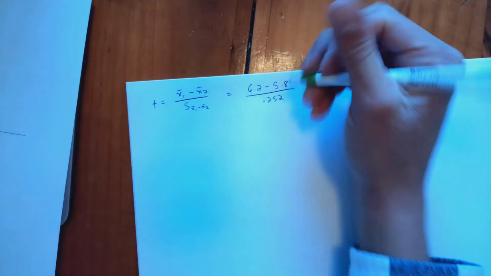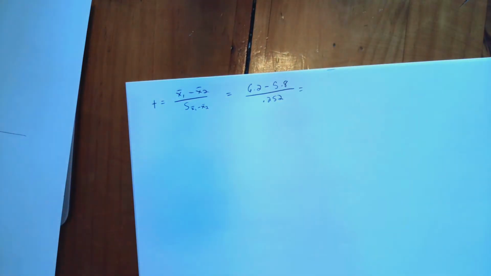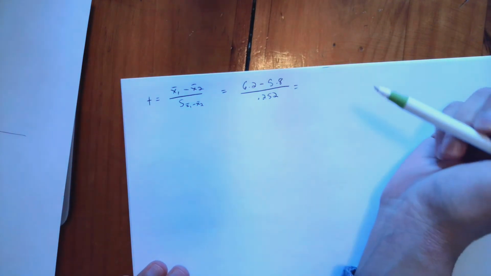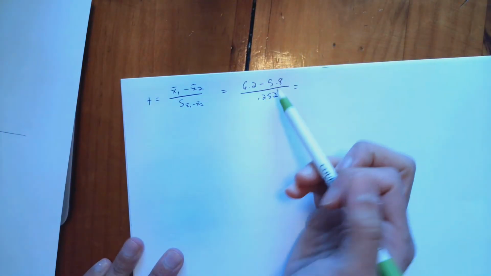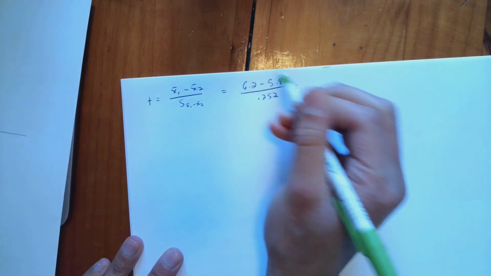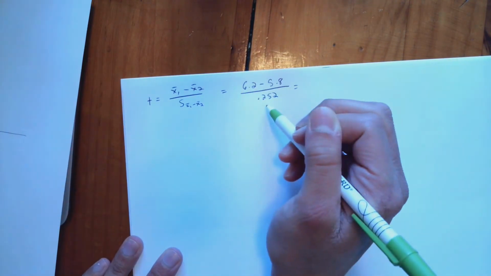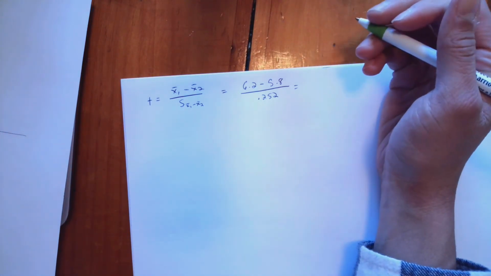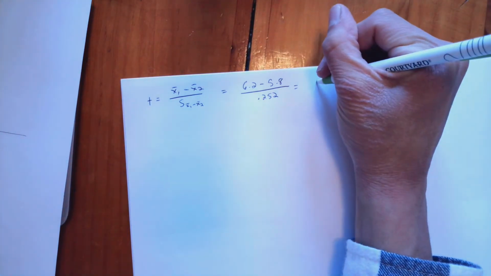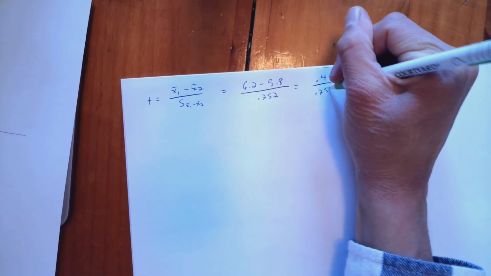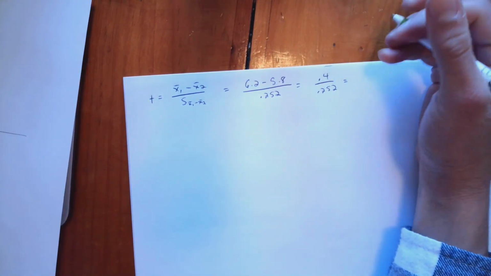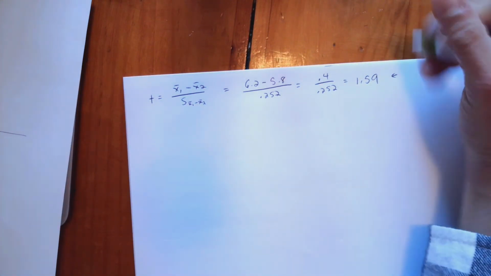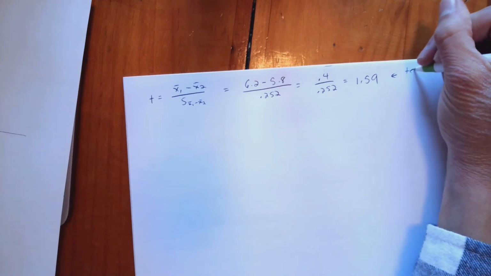All right, so now we have plugged in our stuff. We can just do the math out here to get our answer. So anytime you see this, just as a reminder, make sure you do the math that's on the top of the equation, so in the numerator, before you divide. Otherwise, you'll get answers that are wonky. So if we do this out, we get 0.4 over 0.252, and that comes out to a value of 1.59. So that there is our test statistic.